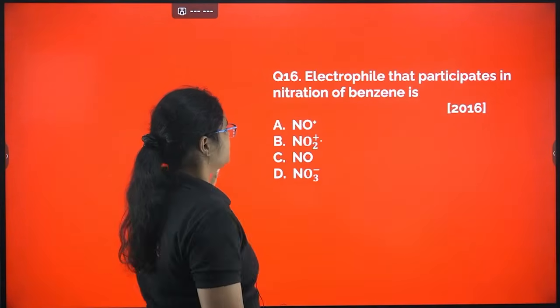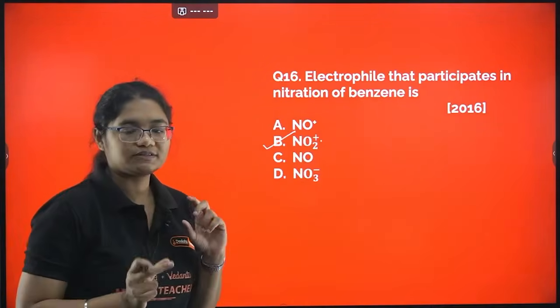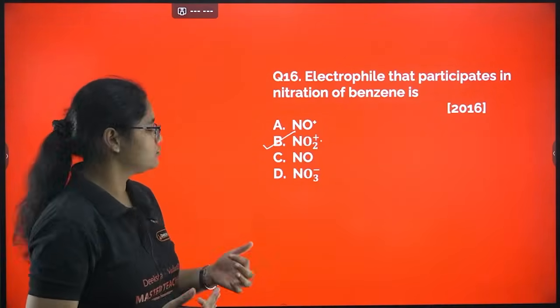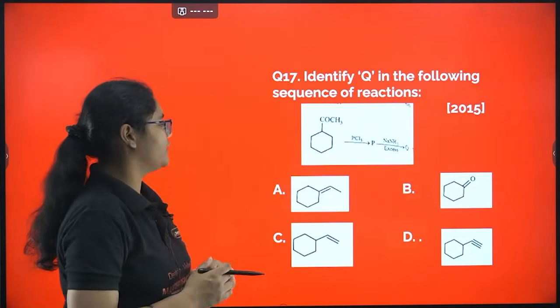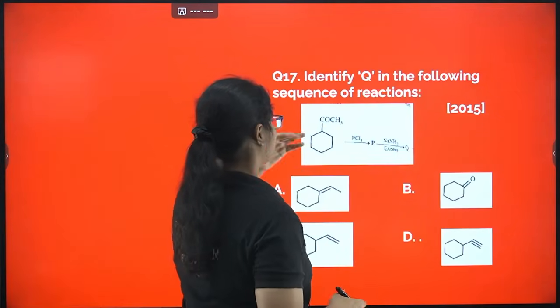The electrophile that participates in the nitration of benzene, that is your NO2 plus. When you take concentrated HNO3 and concentrated H2SO4, the NO2 plus electrophile is produced. Let's see the next question. You have to identify Q in the given reaction.